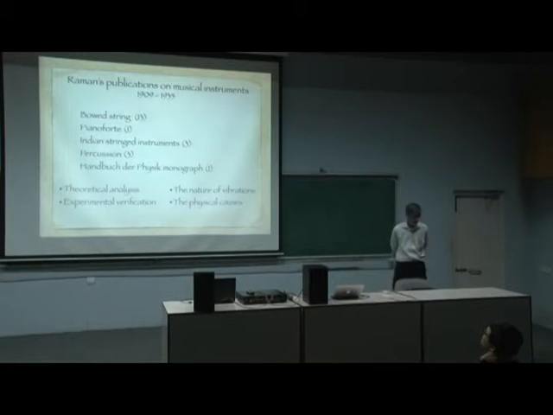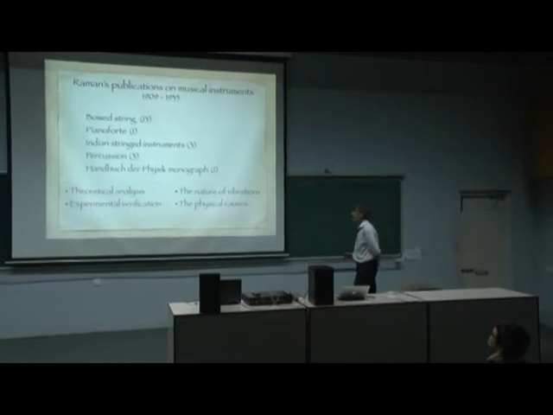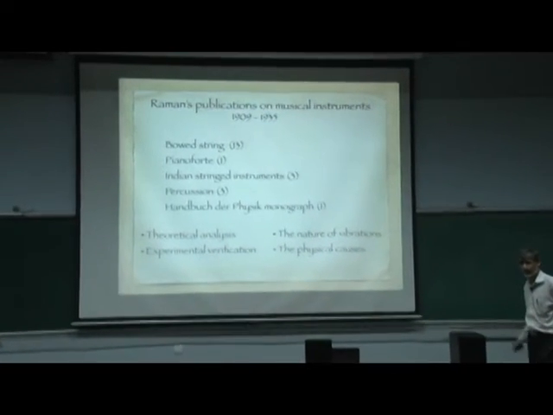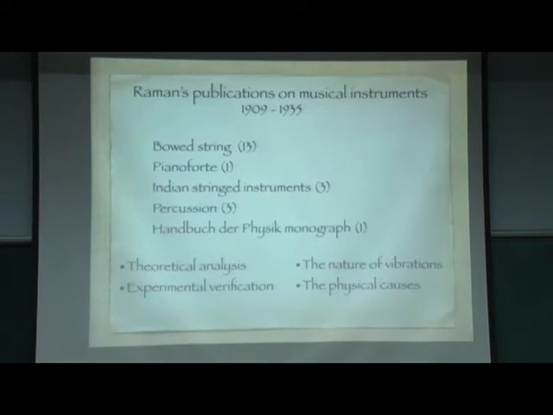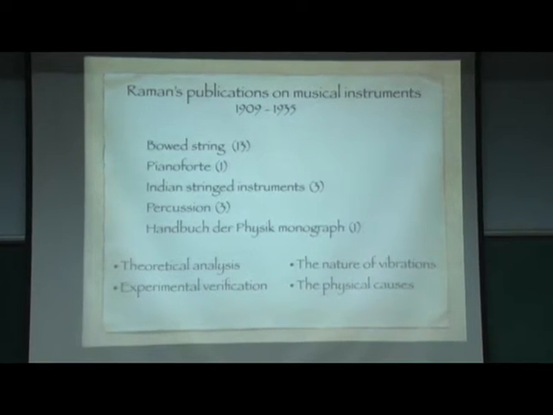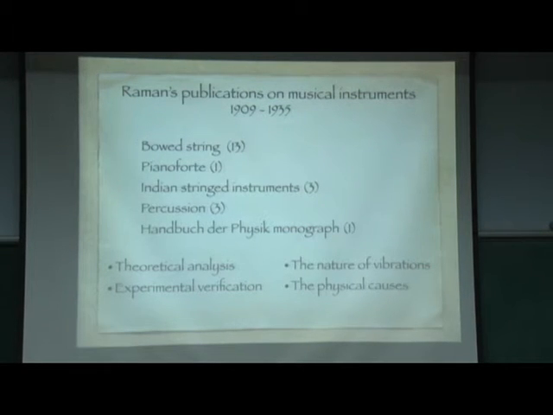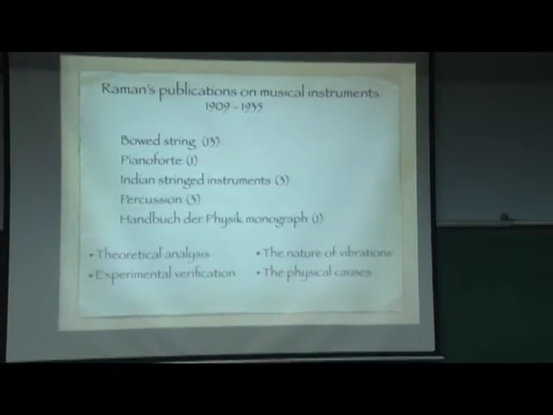So this work, the 21 papers on musical instruments that I mentioned before, contains 13 papers on bowed strings, bowed instruments like violin and the violin family. One paper on pianoforte, which is a struck string. Three papers on Indian stringed instruments. I'll come to that towards the end of the talk. Three papers on percussion instruments. And one very extensive, very long review in Handbuch der Physik on physics of musical instruments of all kinds, as known at that time. That was the most comprehensive review of its day.